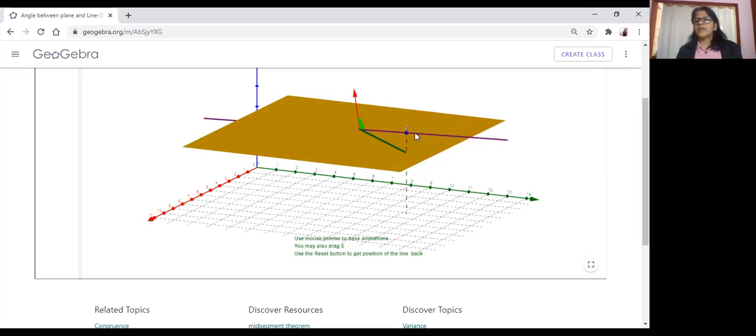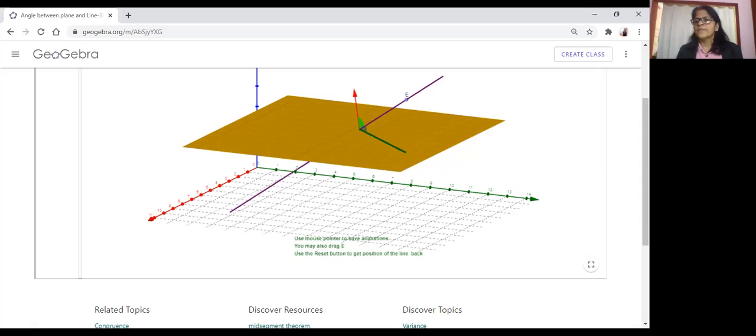Now let me take the case where the line is parallel to the plane. In that case, the line is lying along the plane in this way, and you can see the normal will be perpendicular to the line. So when the line is parallel to the plane, the normal to the plane will be perpendicular to the line. And also, let me make the line perpendicular to the plane.